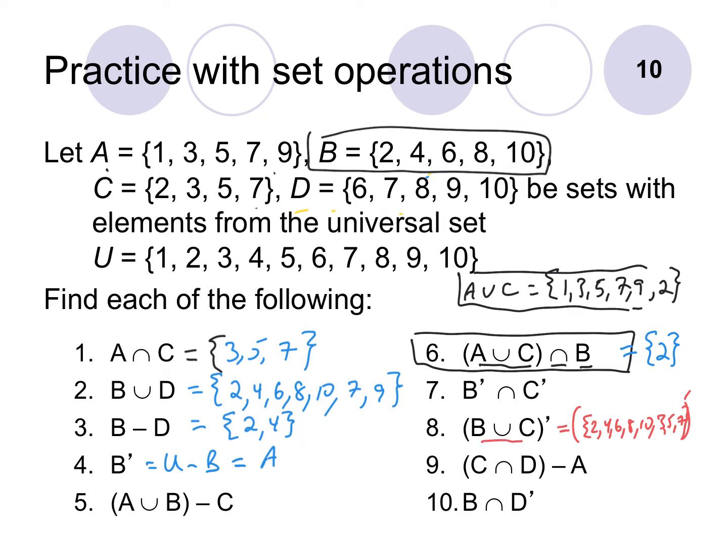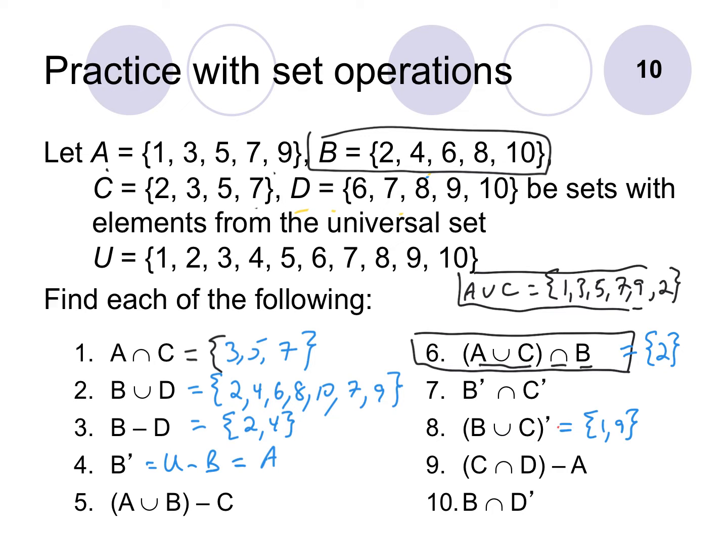But then I want the complement of that. So the complement, that's almost all the numbers, 2, 4, 6, 8, 10, 3, 5, 7. The only thing I didn't mention was 1 and 9. So the complement of the set 2, 4, 6, 8, 10, 3, 5, 7, the complement of that is just the set 1, 9.